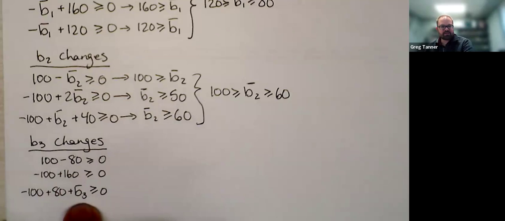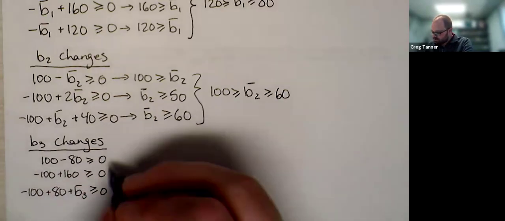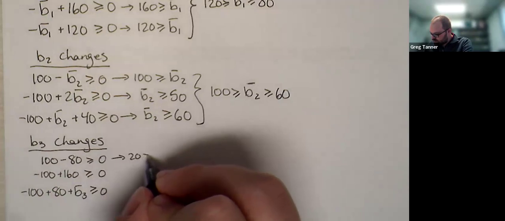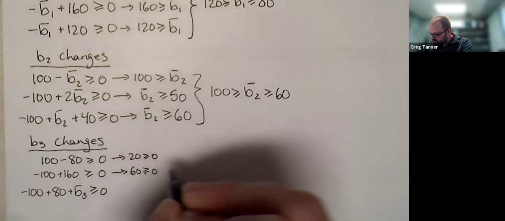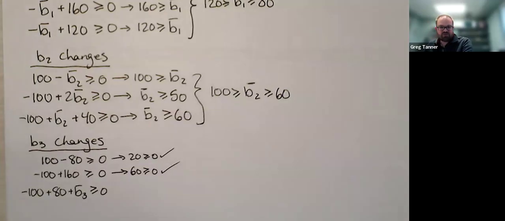Okay, you should have gotten these three inequalities. Notice the first two inequalities don't involve B3 at all. They only involve B1 and B2. And so this one says 20 is greater than or equal to 0, and this one says that 60 is greater than or equal to 0. Both of these are true statements, but they don't tell you anything about B3.